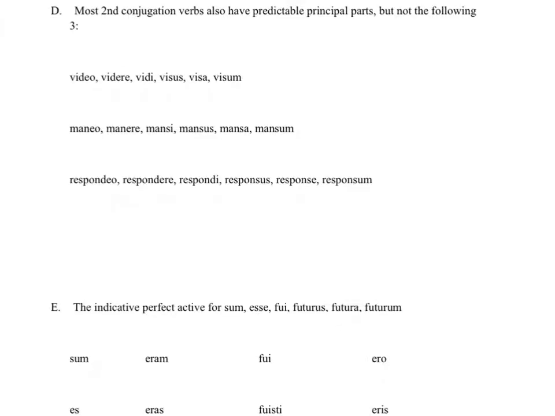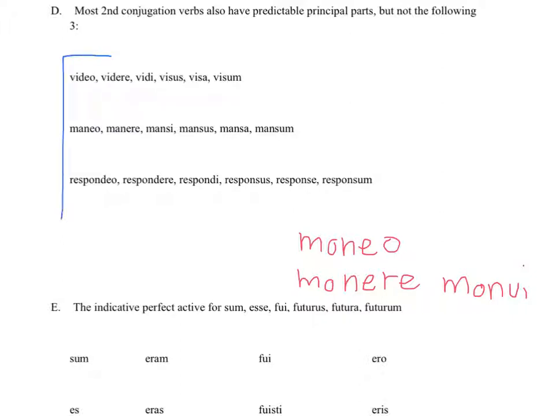The book also introduces in this chapter some second conjugation verbs that have unpredictable principal parts. Again, most follow a pattern that I would think of as moneo as the model: moneo, monere, and then monui for the third principal part. But again, the book gives you three models in which that's not as predictable.